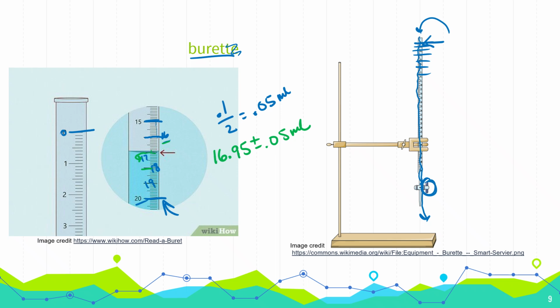Let me erase the scribble so that you can see that a little bit more closely. Here is our 17 line. Notice that the liquid level is just slightly above the 17, but that doesn't mean more than 17. It actually means less than 17 because we're counting down. 16.95 plus or minus 0.05 of a milliliter.